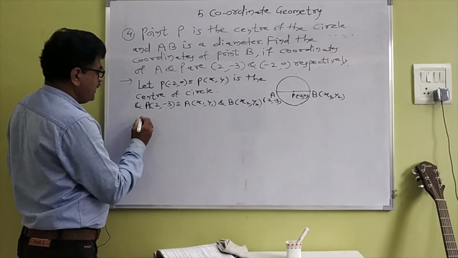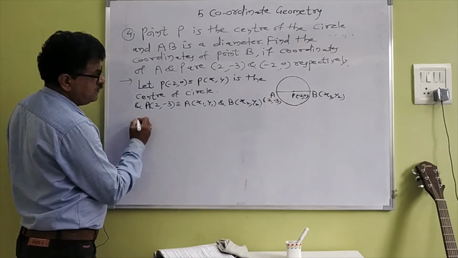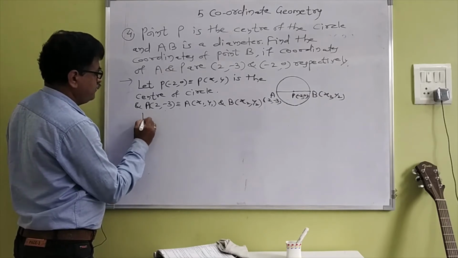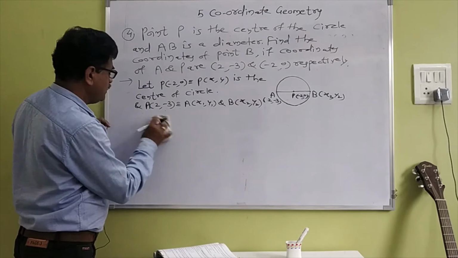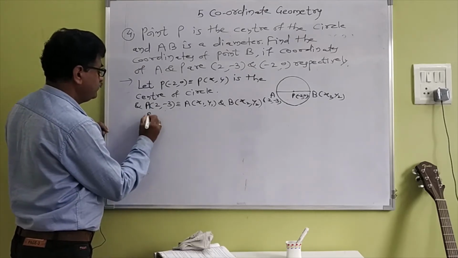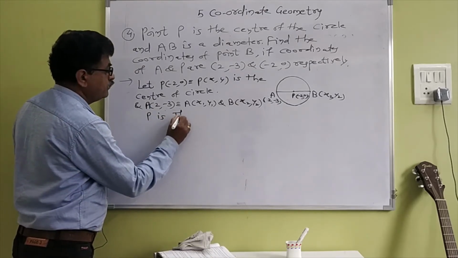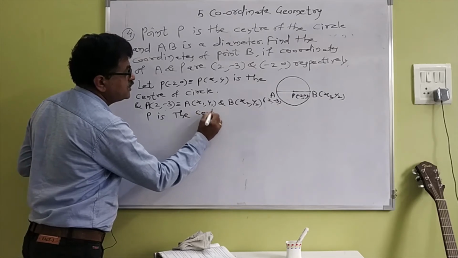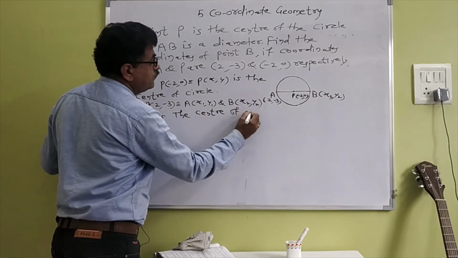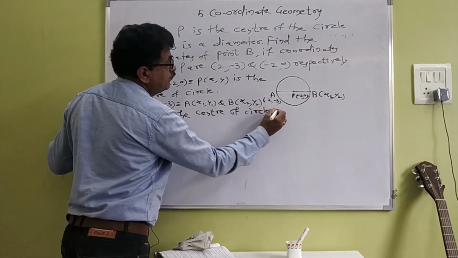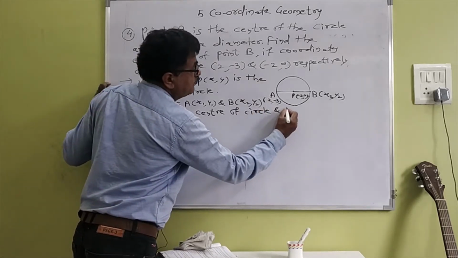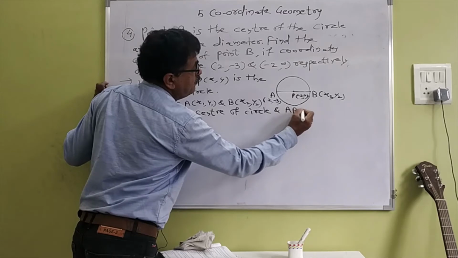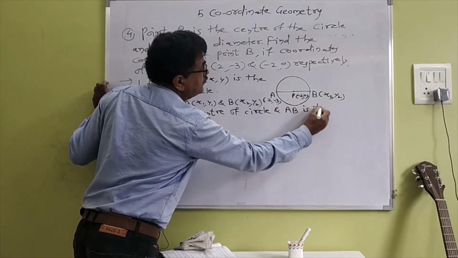Now here P is the center of the circle and AB is its diameter.